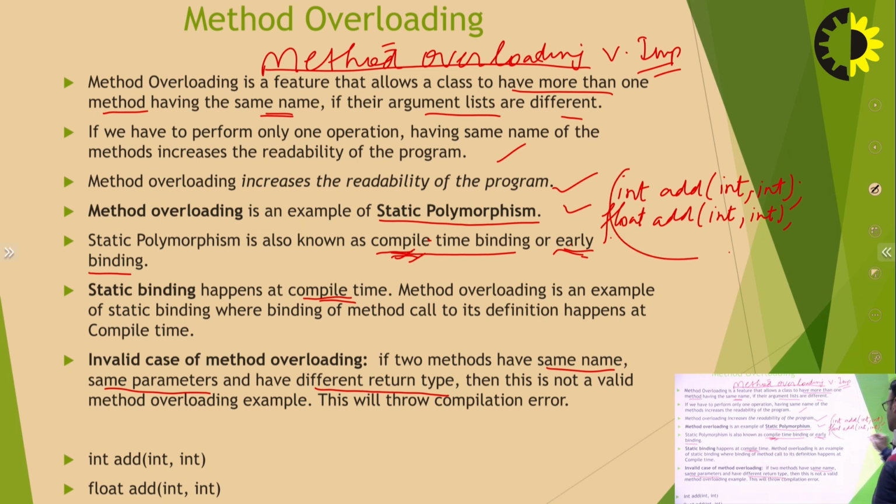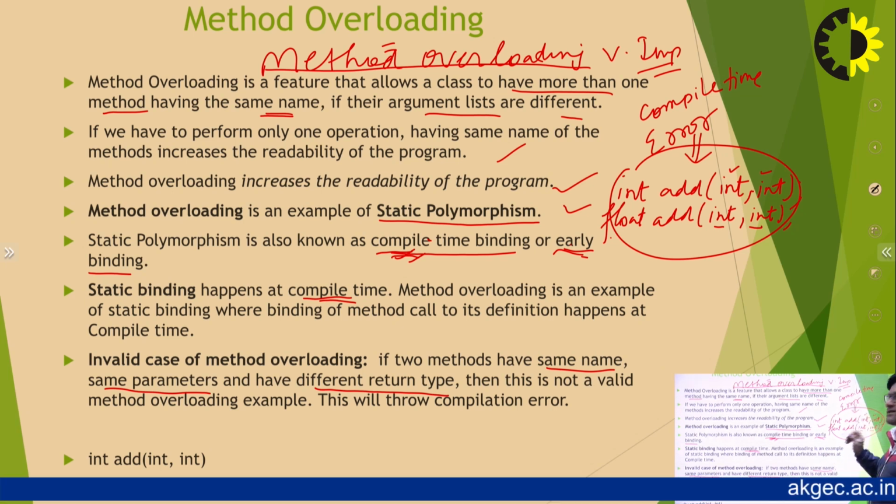So this will give an error. What type of error? Compilation error, because we call it compile time binding, so the error will be given at compile time. This is an important thing to keep in mind. If the functions have the same parameters of the same type, the name is also same, but the return type is different, then this will throw a compile time error. So we have to keep some difference in the parameters also. This is method overloading, and there is one invalid case that I have told you.